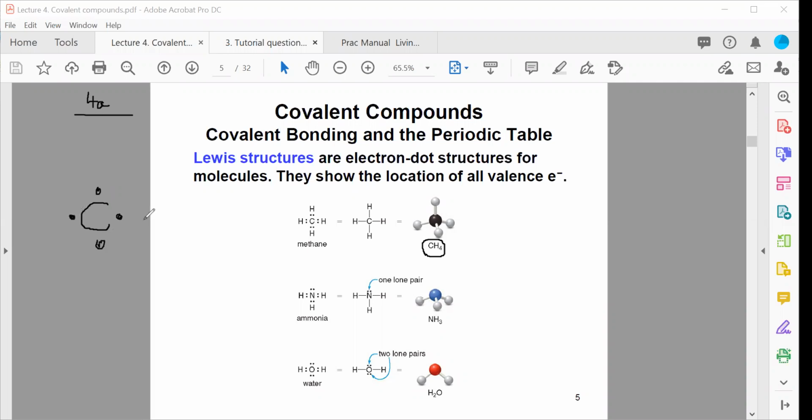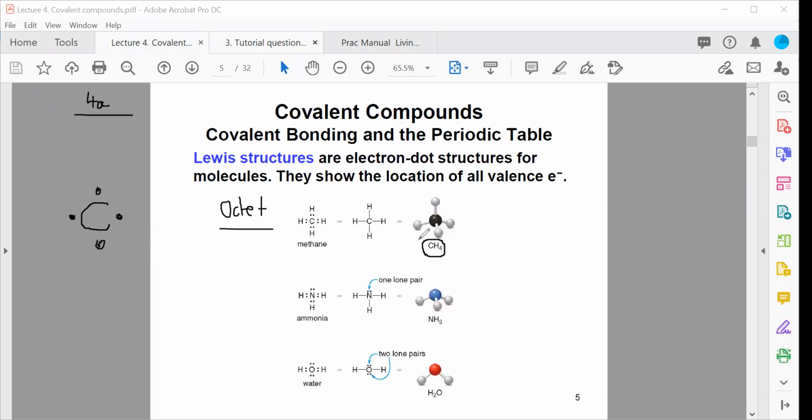How many valence electrons does carbon want? It has 4. What does it actually want? It wants 8. It actually wants 8. Remember, octet. Okay, it wants 8. Yes.